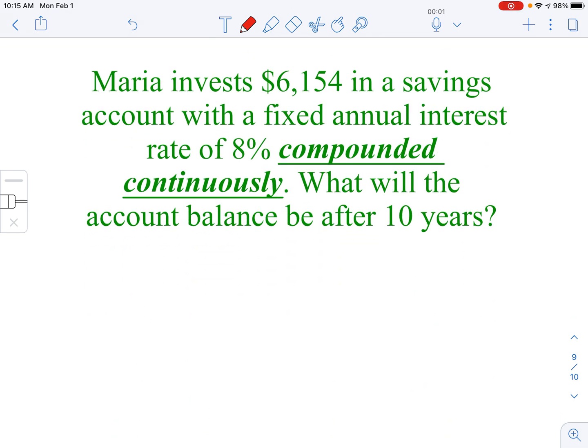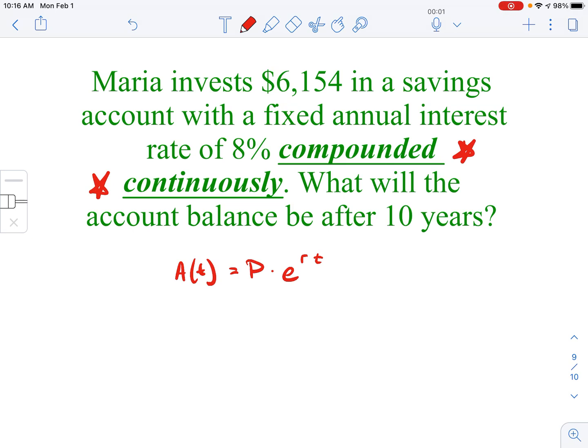Maria invests $6,154 in a savings account with a fixed annual interest rate of 8%, compounded continuously. What will the account balance be after 10 years? So there's a reason that compounded continuously is underlined. Those are the key words that you're going to be looking for when you use this formula. So we have A of t, or our y value, is equal to P times e to the rt. And that is exclusively used because we see compounded continuously.